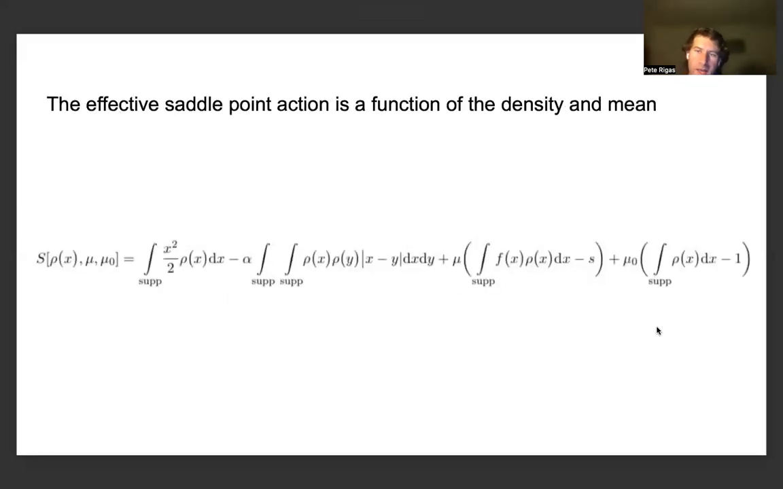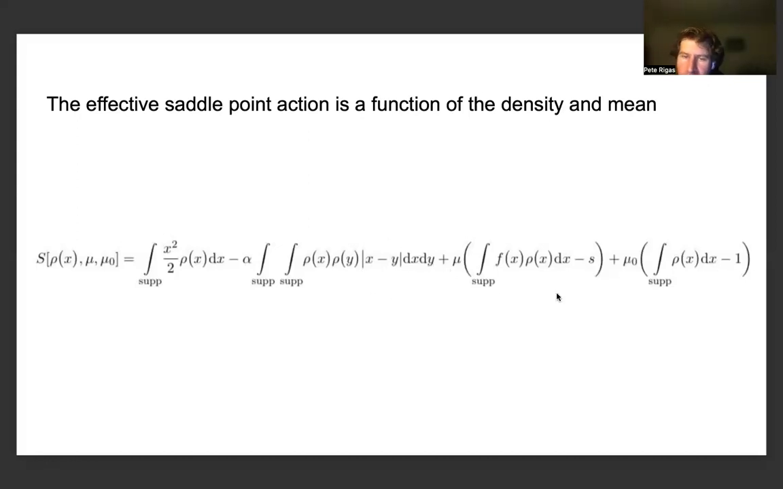And the effective saddle point action is a function of the density and mean, in which S, the effective saddle point action, is a function of this rho of x, which we introduced for the density before, as well as mu, which is the mean, and some fixed mu naught. And this is given by 3 or 4 types of integrals, in which the first integral is just given over the support of the density rho of x, while the second integral is given over 2 copies of the support of the density rho of x, because we're integrating rho of x rho of y times the absolute value of x minus y dx dy.